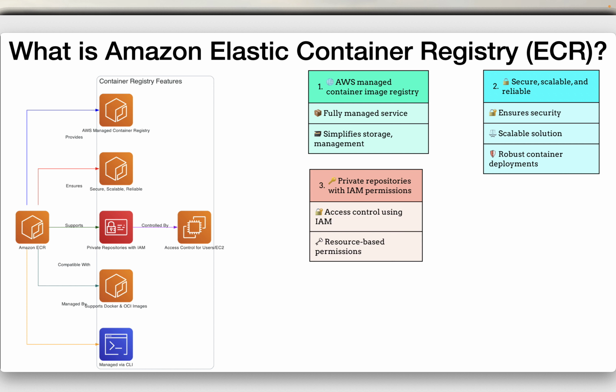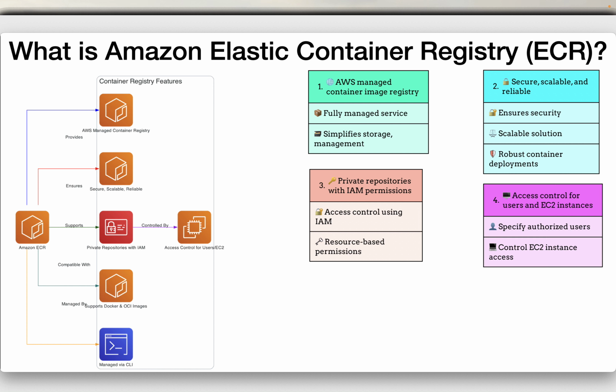ECR supports private repositories, allowing you to control access to your images using AWS Identity and Access Management, AWS IAM, resource-based permissions. So there's something called AWS IAM resource-based permissions, and that applies to the container registry. You can specify which users or Amazon EC2 instances can access your container repositories and images, ensuring secure and controlled access.